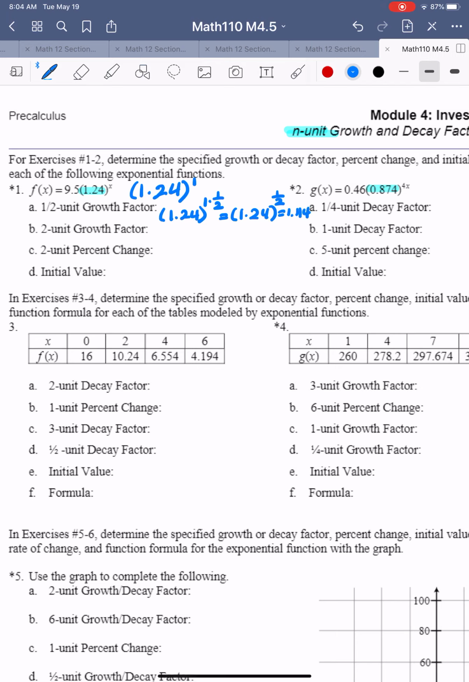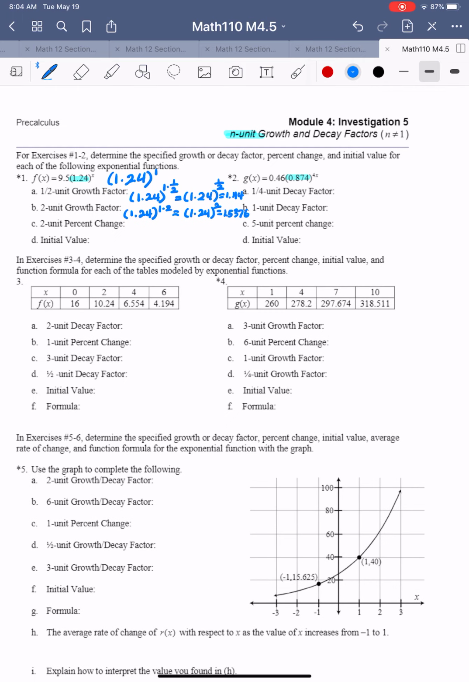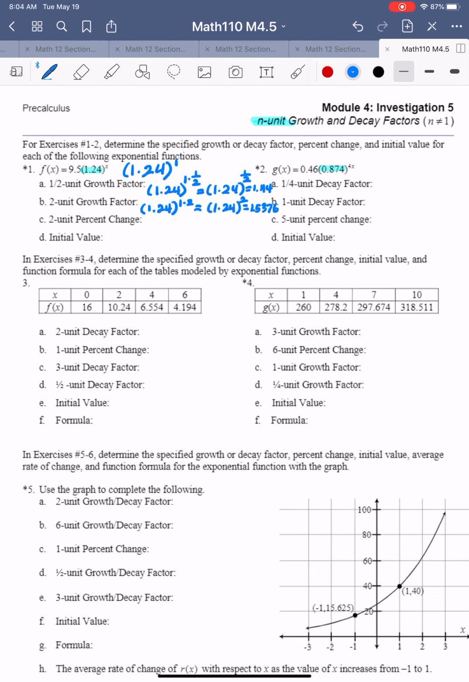For the 2-unit growth factor, same thing. Use the growth factor, but this times 2 units, so 1 times 2. And then you're going to get 1.24 squared, which becomes 1.5376.